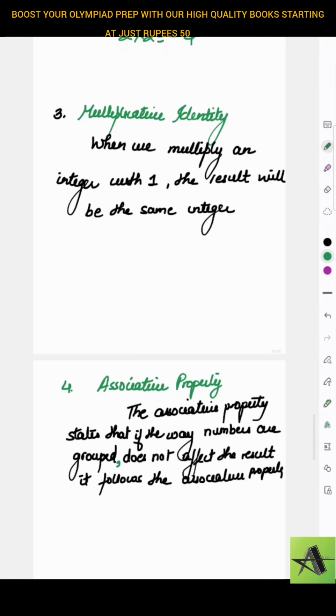Next is multiplicative identity. That means if I multiply any integer by 1, then the result will be the same value. So if I'm multiplying, let's say, 3 with 1, answer is 3. So that's called multiplicative identity. On multiplying 1 to any integer, if the answer is the same, that's called multiplicative identity. So let's say a be any integer, a multiplied by 1 will give me a.